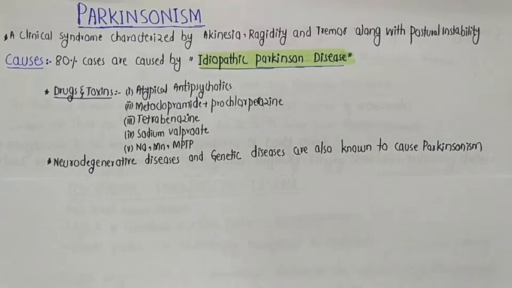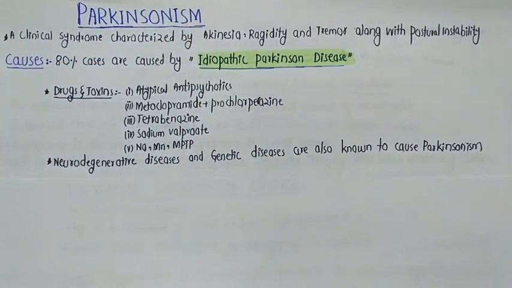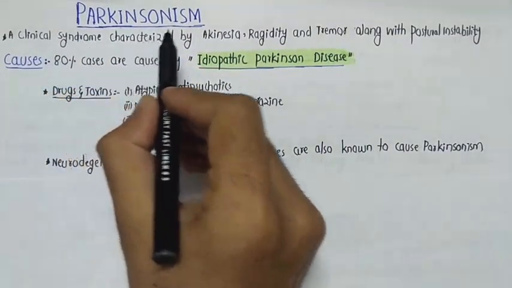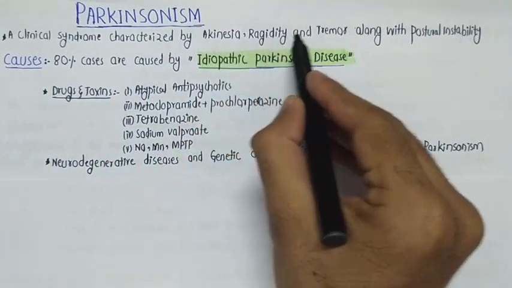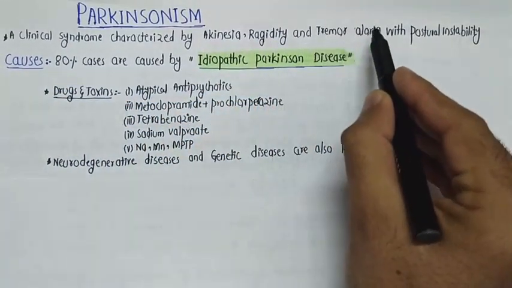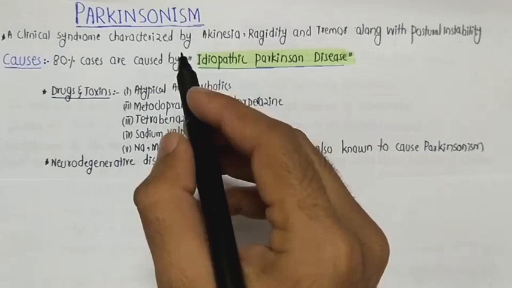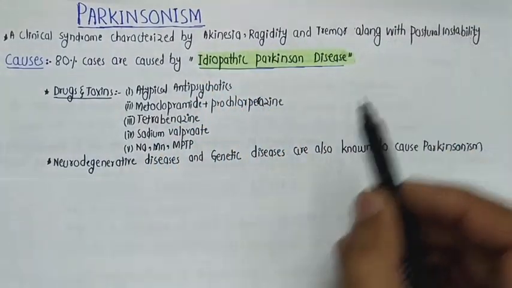Today we are going to discuss Parkinsonism. This is our third video from the neurology section. Parkinsonism is a clinical syndrome characterized by these four symptoms: akinesia, rigidity, tremor along with postural instability.